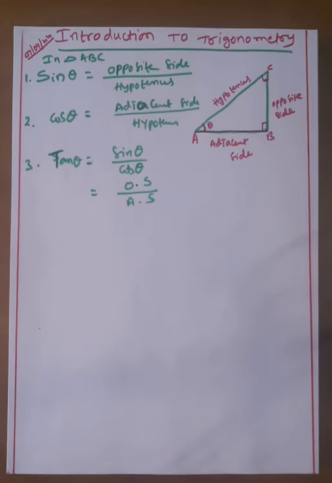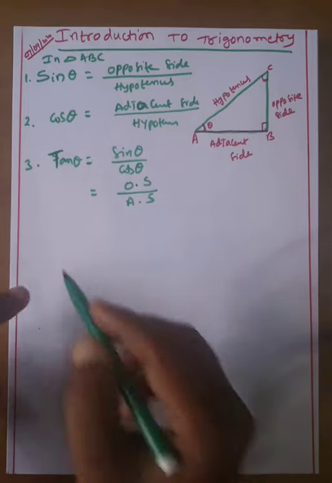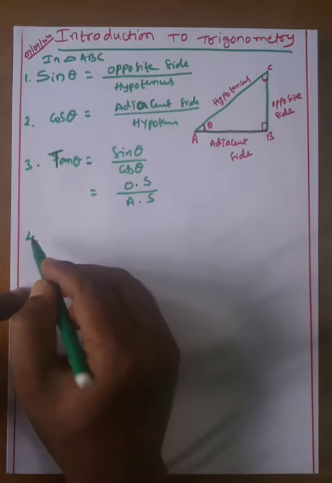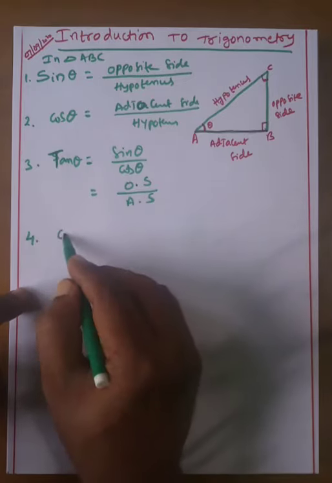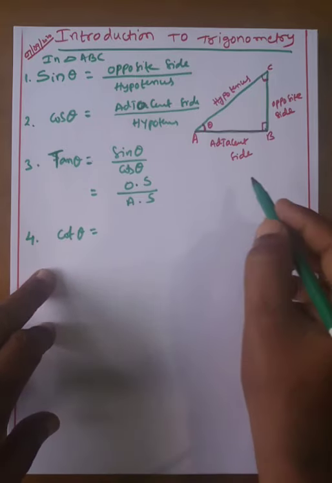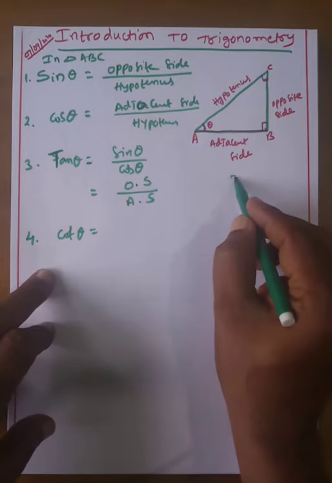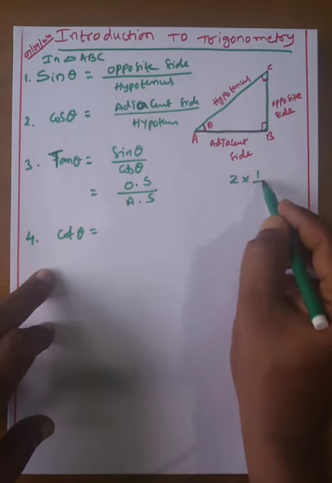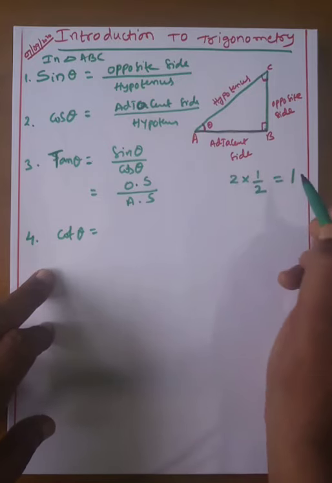Now, after defining these three ratios, the remaining three ratios are the reciprocals of the above ratios. The fourth one is cot theta. Cot theta is the reciprocal of tan theta. What is the meaning of reciprocal? Suppose 2 is there. The reciprocal of 2 with respect to multiplication is 1 by 2. Their product must be 1.